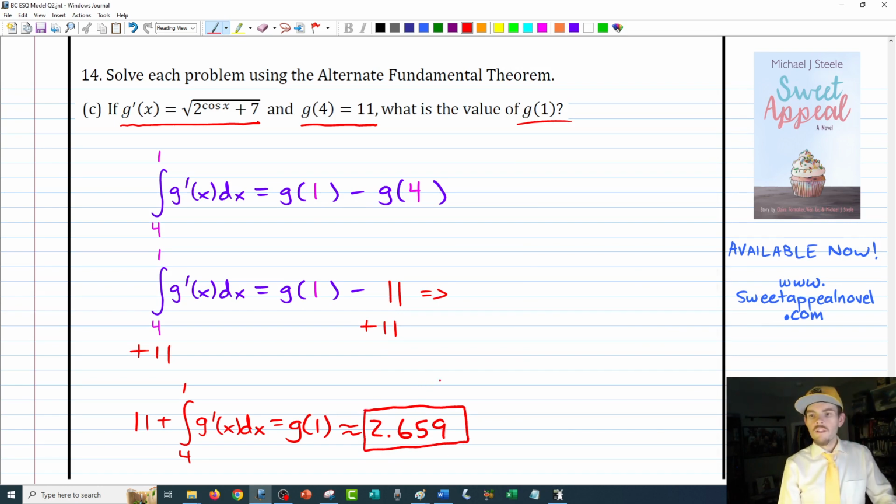I'm just realizing you could ask this question as, what is the average rate of change? That's kind of cool. Beside the point.